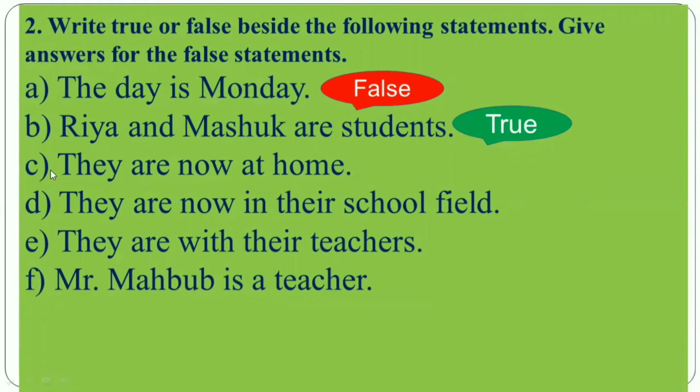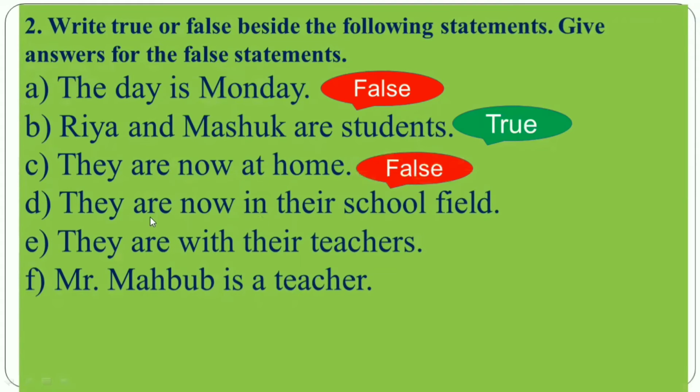C, they are now at home. In the passage, what we have seen? Yes, we have seen that Ria and Masuk are now at school. But here is written, they are now at home. So the statement will be true or false. Can you tell me? Yes, my dear student, you are right. This statement is false. Yes, my dear student.